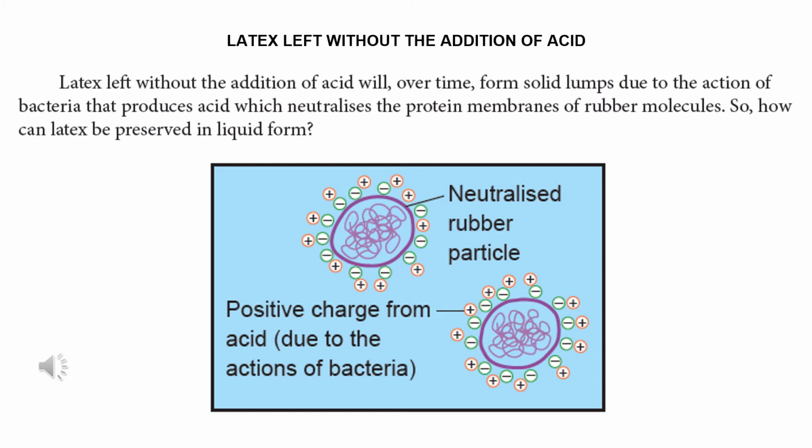Latex left without the addition of acid will over time form solid lumps due to the action of bacteria that produces acid, which neutralizes the protein membranes of rubber molecules. So how can latex be preserved in liquid form? Let's discover further.